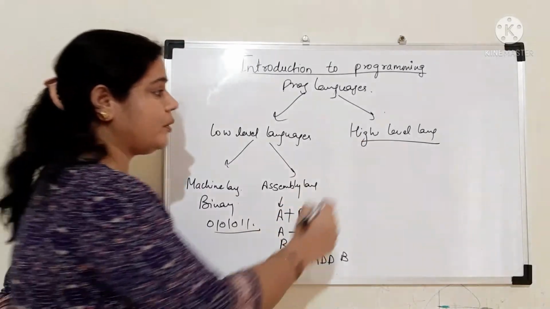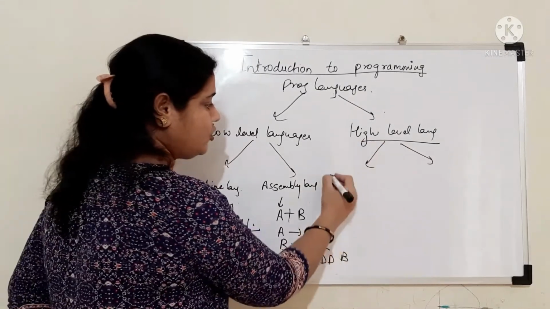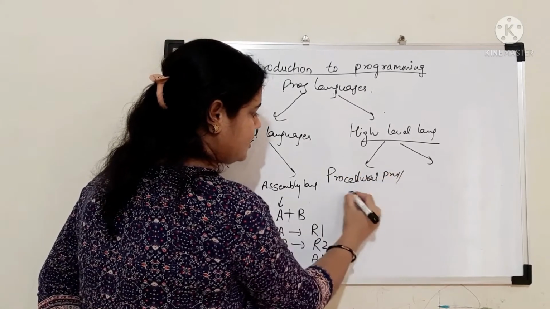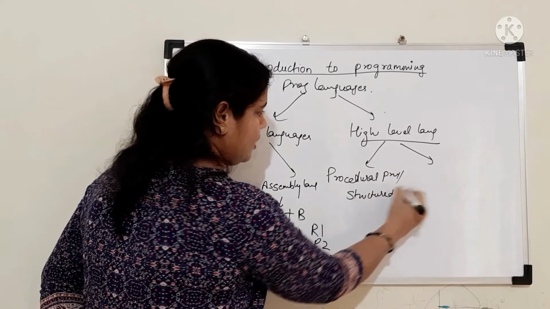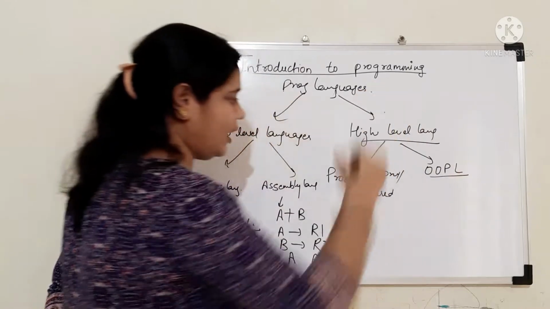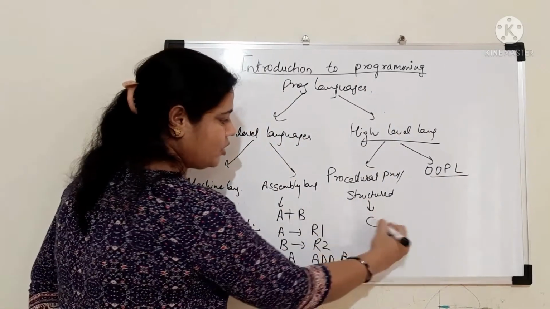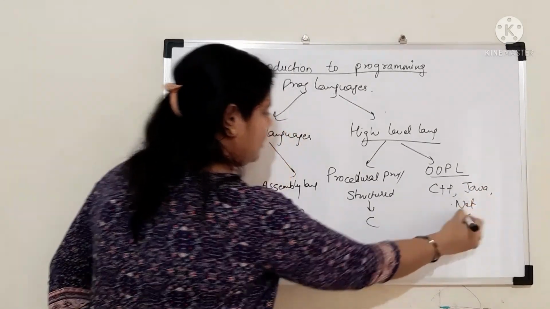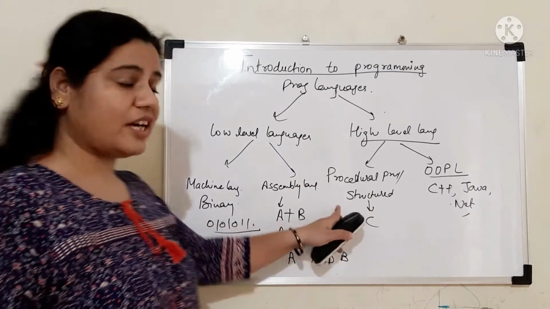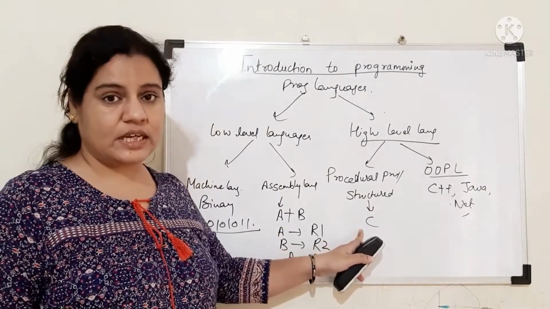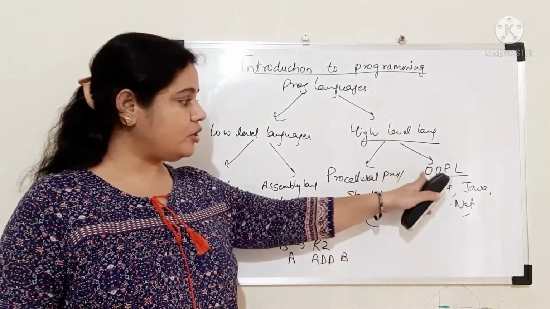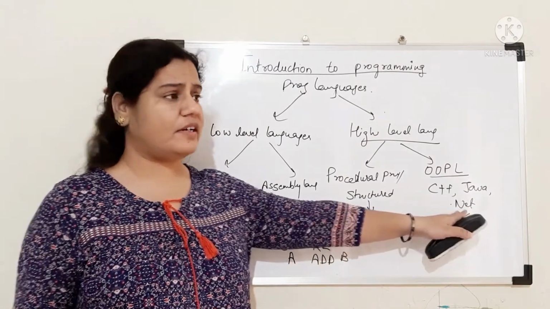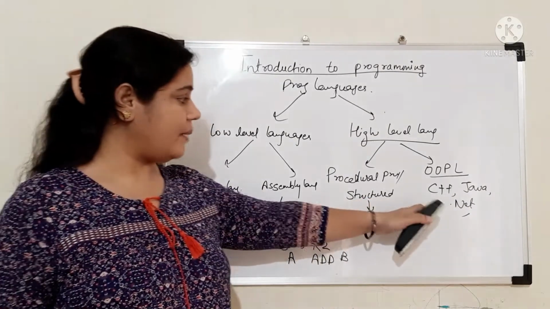Next is the high level language. In high level languages, you have two types of languages. First is procedural programming or structured programming language, and second is object oriented programming language. In procedural or structured programming languages you have C. Object oriented programming languages are C++, Java, .NET languages, C#, ASP.NET and all. These are the object oriented programming languages.